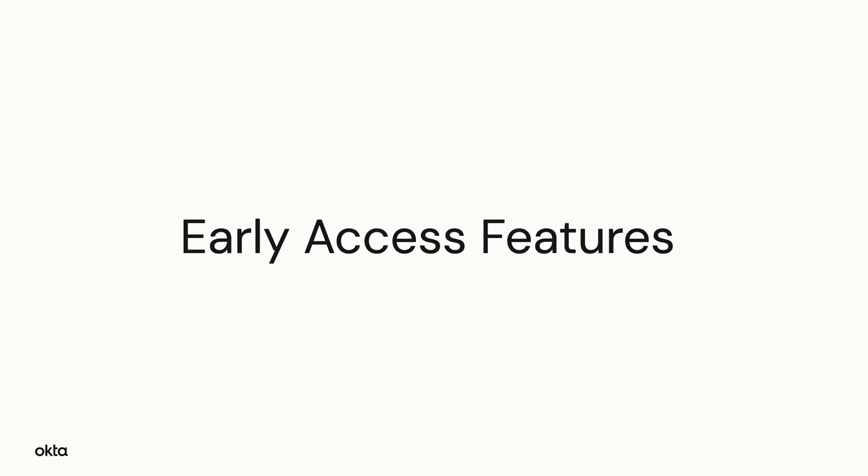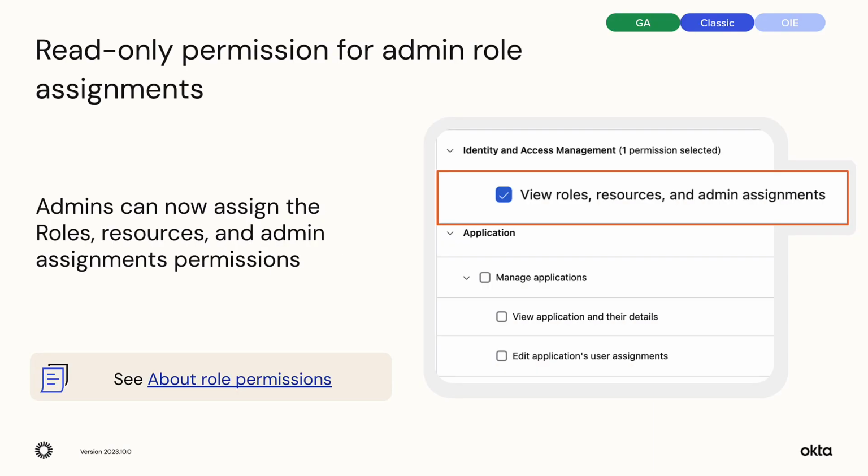And let's wrap up with a look at early access features now available. Read-only permissions for admin role assignments. Super admins can now assign the roles, resources, and admin assignments permissions to their delegated admins. This permission gives admins a read-only view of the admin roles, resource sets, and admin assignments in the org.